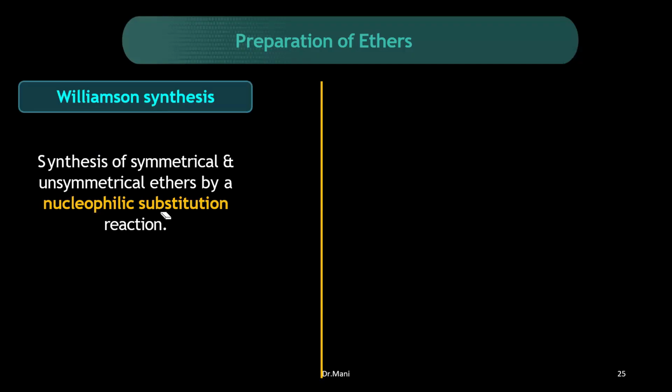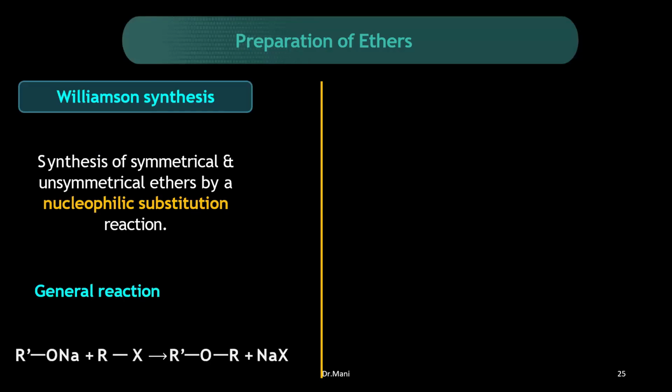This also happens through a nucleophilic substitution reaction. So the mechanism can go like this: RONa reacts with RX to form ROR and NaX. So tell me, what is RONa? What is RONa?